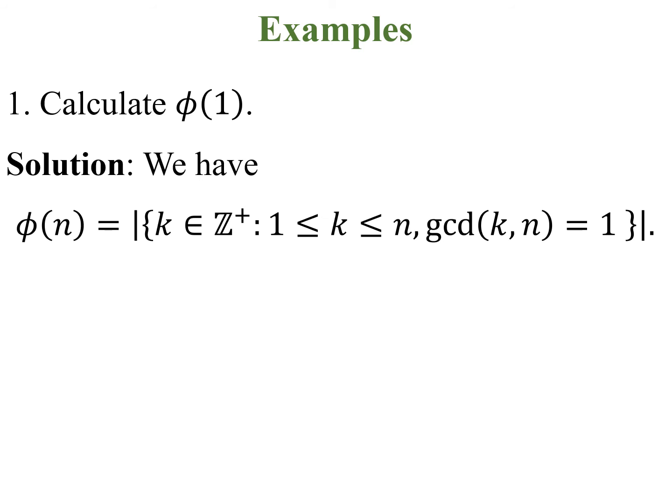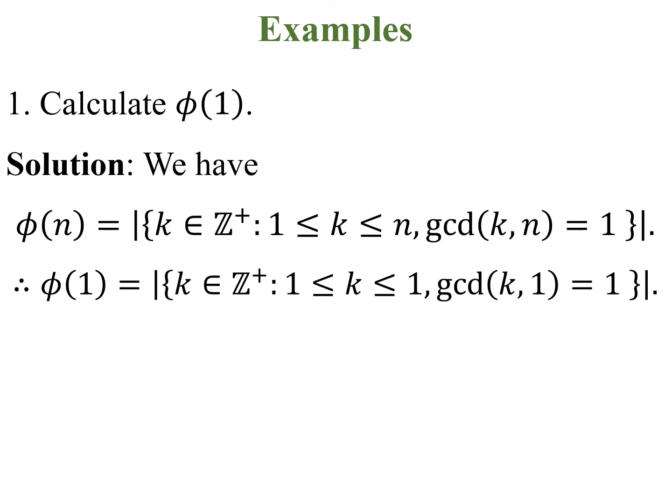Similarly, we can find phi of 1 as the count of the set of those positive integers k which are greater equal 1 and less equal 1 whose GCD with 1 is 1. Now the only integer which is greater equal and less equal 1 is 1 itself, and it is the only positive integer whose GCD with 1 is 1. So this set contains only a single element, that is 1, and so the count of this set is only 1, and so phi of 1 is 1.